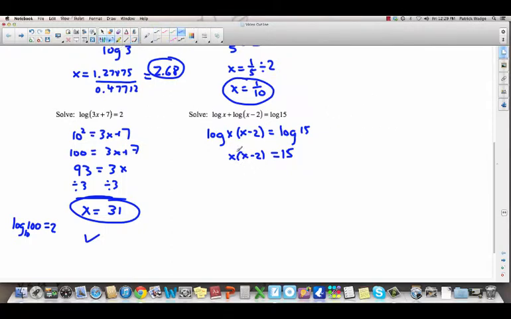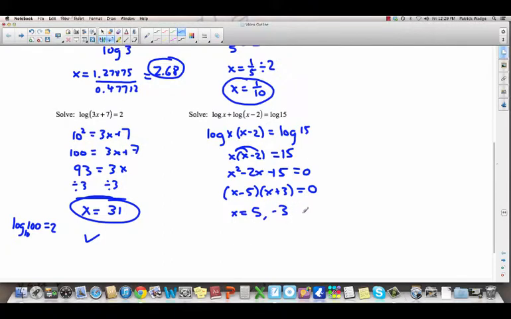Okay, now we're back to a quadratic equation from last year. We can solve this. Multiplying out, we get x squared minus 2x. When you have a quadratic, we like it to equal 0, so let's move the 15 over. You get minus 15 equals 0. Factor that: x minus 5, x plus 3 equals 0. So you end up with an x of 5 here and negative 3 here.